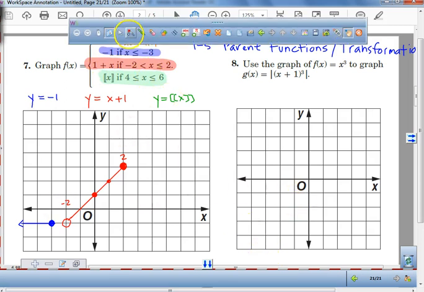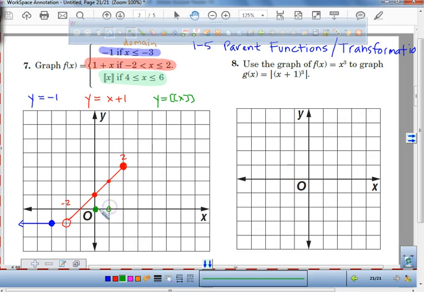All right, last but not least, we have the greatest integer function. If I were to graph this, I would start right here at 0. I would put an open circle, and I would connect in between. This right here, you're going up. Every single integer of y, you're going up.